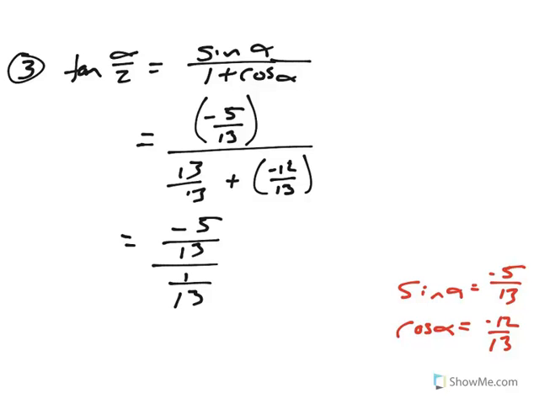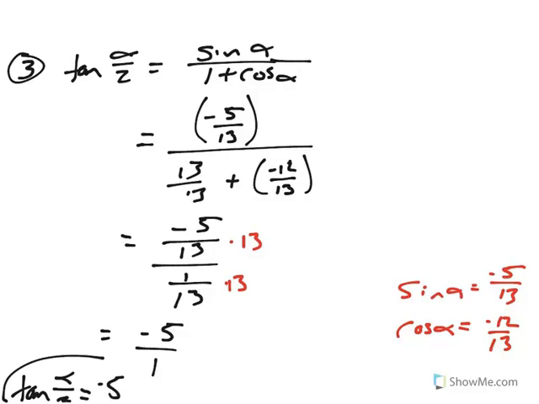And then this needs simplified, which you can do in lots of different ways. One method would be to multiply the numerator and denominator by 13. That's the same as multiplying by 1. It's going to give us negative 5 over 1, which of course is negative 5. So tangent of alpha divided by 2, pardon me, running out of space down here, is equal to negative 5. So that concludes number 3.